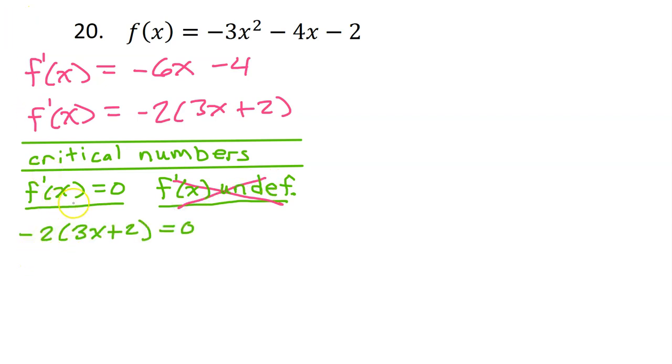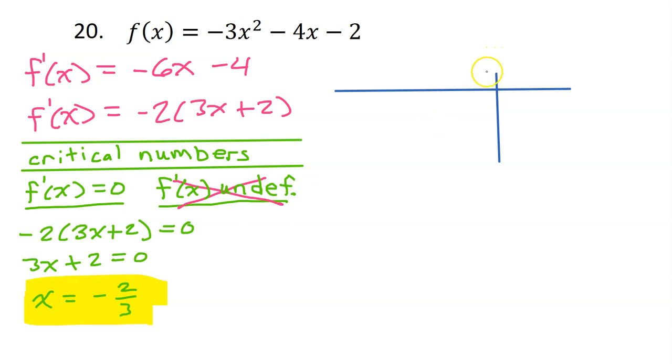But where will f prime equal 0? Just set it equal to 0 and solve. So dividing by negative 2 on both sides, we have 3x plus 2 equals 0. Subtracting 2 and dividing by 3, we have x equals negative 2/3. So this is our one critical number, our only critical number.